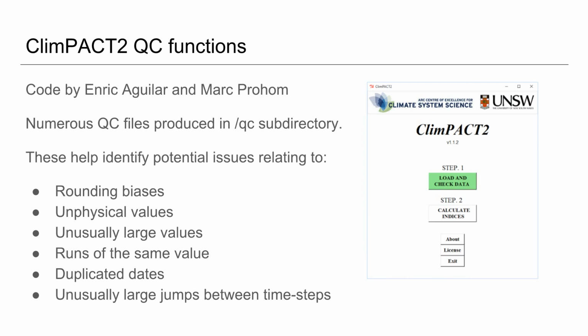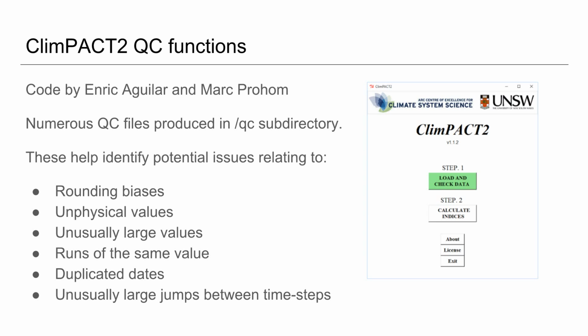ClimPACT produces a bunch of different QC files in this folder, and these files have information that helps you to identify potential issues relating to things like rounding biases, unphysical values, for example negative precipitation, and unusually large values, so extreme temperature and precipitation values. This is particularly important since ClimPACT is primarily concerned with calculating indices of climate extremes. So we want to make sure that any extreme values we have are genuine extremes, and we want to get rid of any erroneous ones. At the same time, we want to make sure that we don't exclude any extreme values that are in fact genuine.